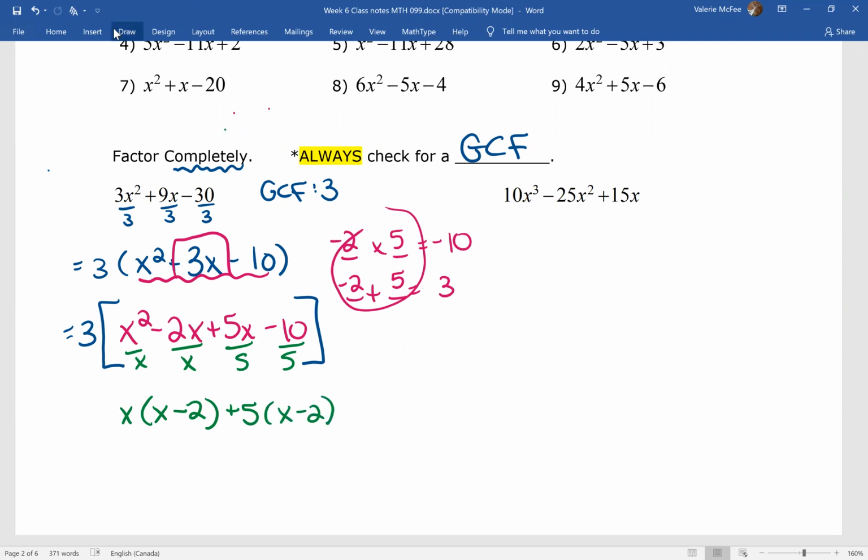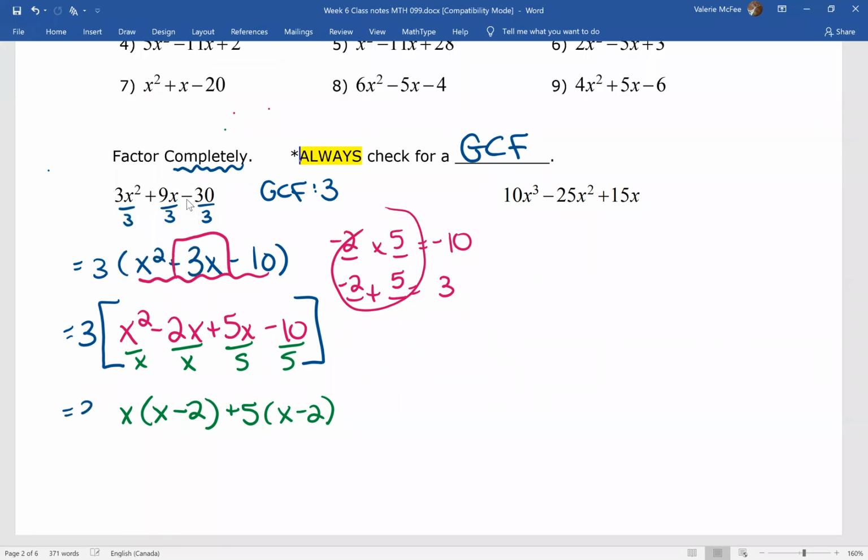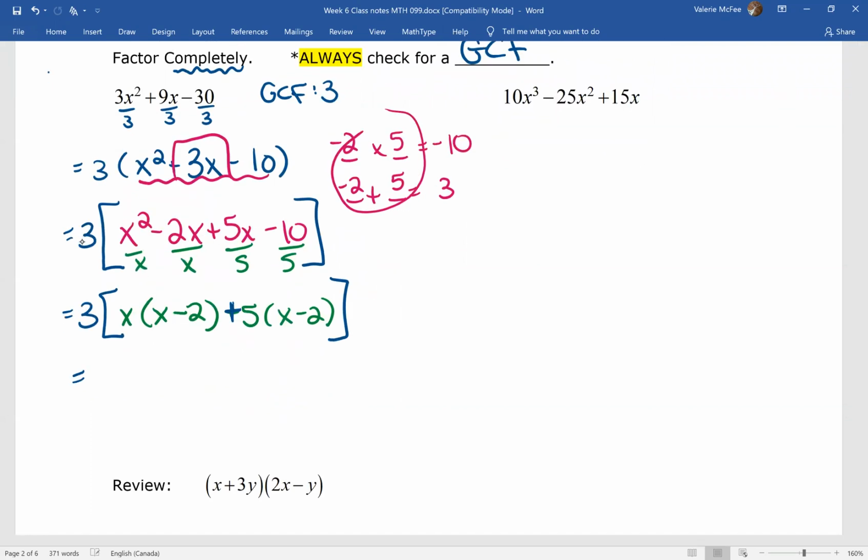But we can't leave behind that factor of 3. I have to have that extra set of brackets there because we have addition inside of our brackets. Now, we have the factor of 3. We see that x minus 2 is common, leaving x plus 5. I don't need any other brackets there. Why don't you pause your video and try completely factoring the next one.